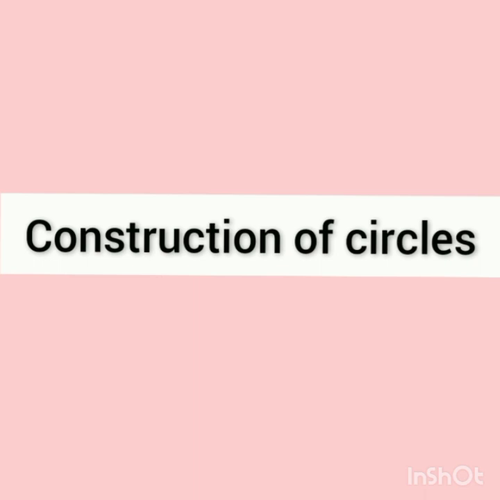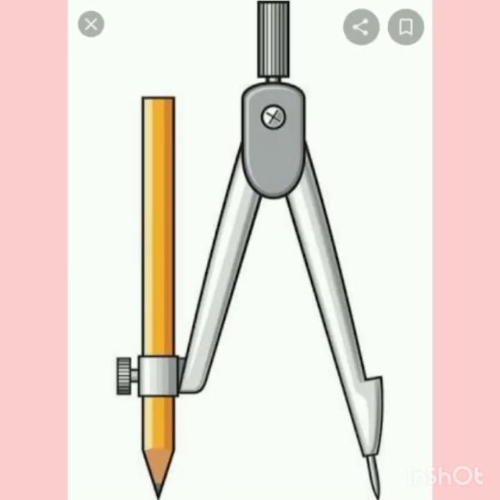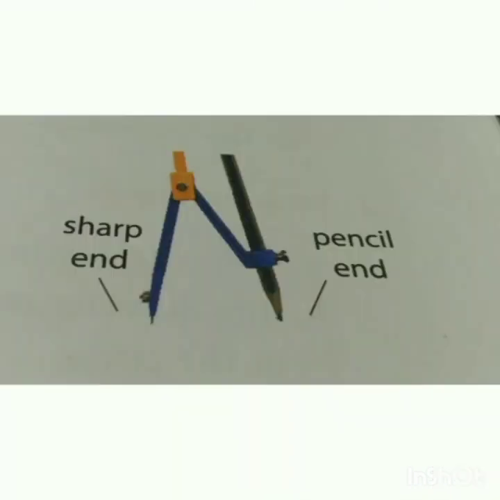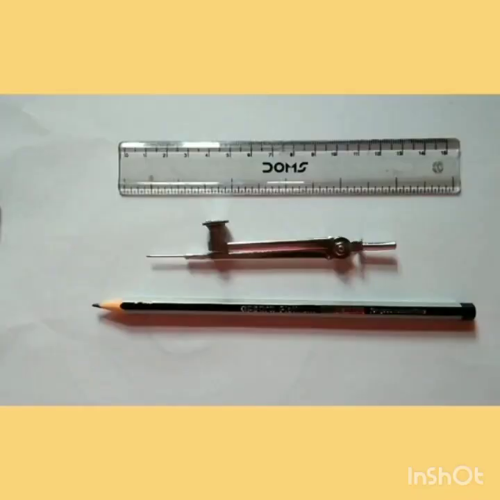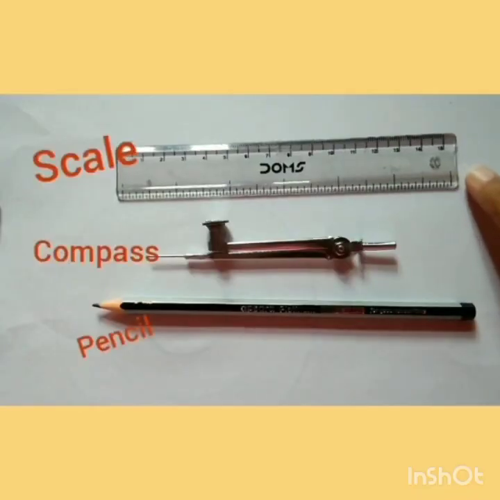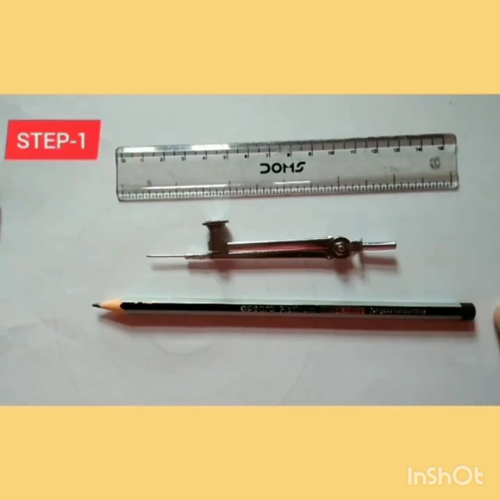Next is construction of circles. To draw a circle with a given radius, we use a pair of compasses. A pair of compasses has two arms. One arm is sharp like a needle and a pencil has to be inserted in the other arm. Now let us see how to draw a circle using a pair of compasses. To draw a circle with a given radius, we use a scale, compass and a pencil.